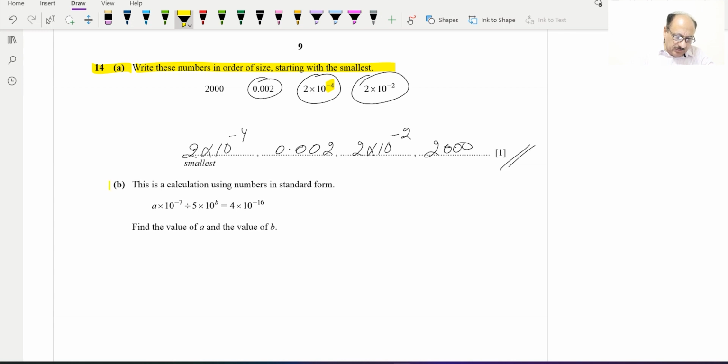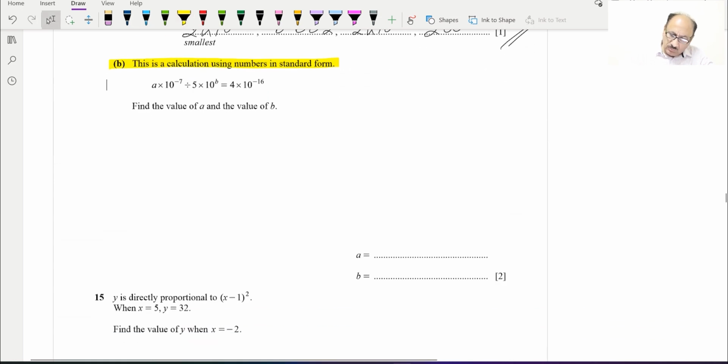Now this is the B part. This is a calculation using numbers in standard form. This question is a 2 marks question, but it's a little confusing. I have seen some videos that people have uploaded, and some of them have given wrong answers, and the others have not explained it properly, and they have taken the difficult route. I'm explaining this in a very easy format.